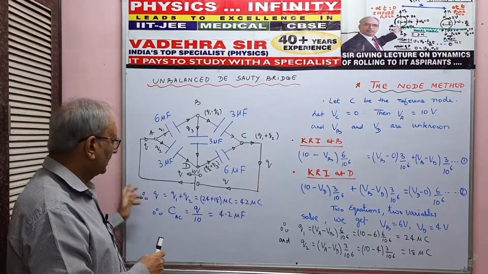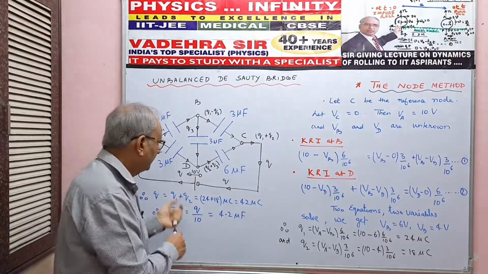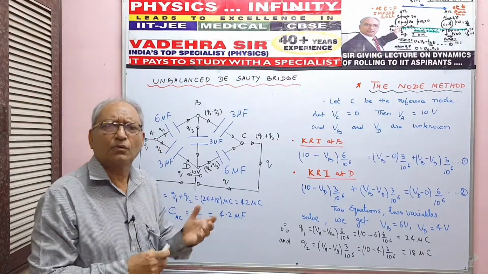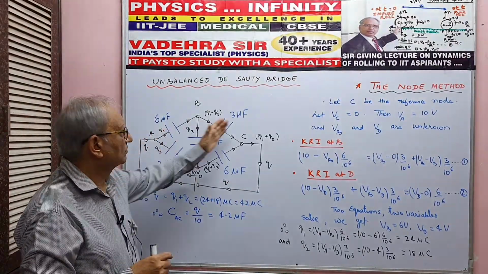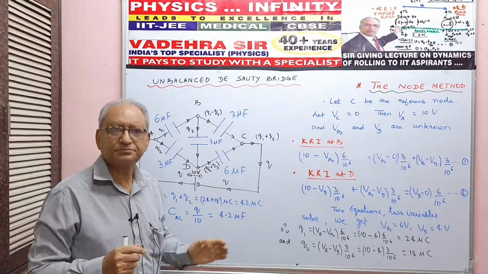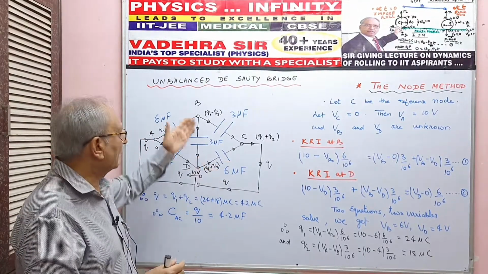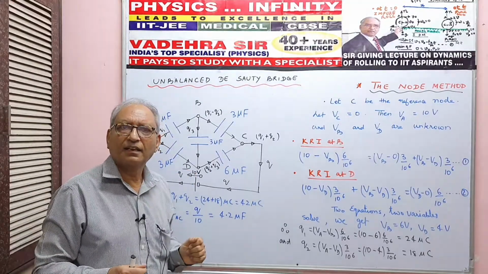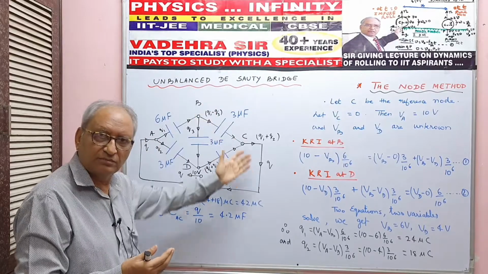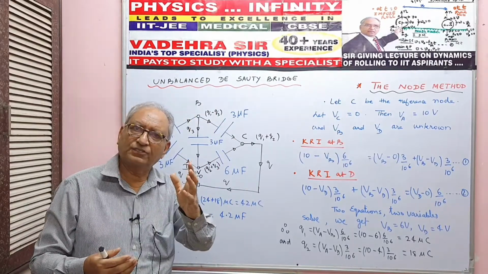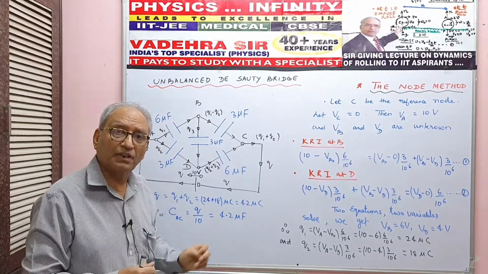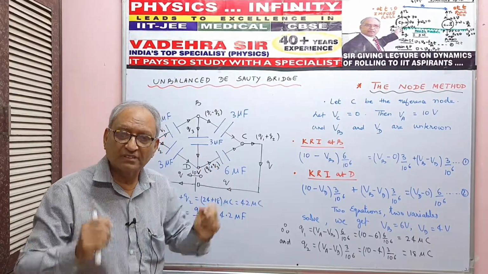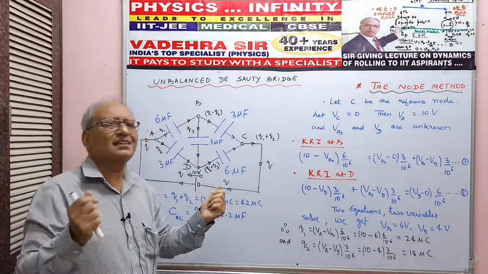I apply a cell of EMF 10 volt across AC, and then I ask you, well, what is the charge on each plate? And before that I can ask you what is the PD at B, at D, at A, at C. I can ask you what is the effective capacitance of this de Sauty bridge network across AC. Well, that is what normally students are interested in. The other points you can easily find.